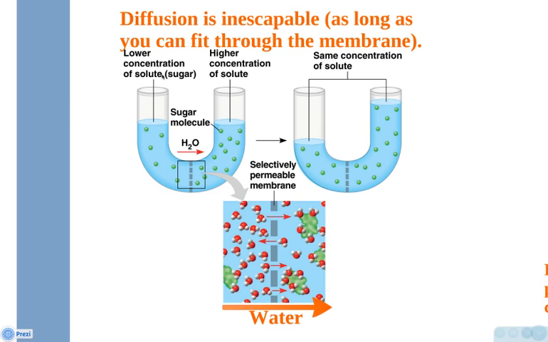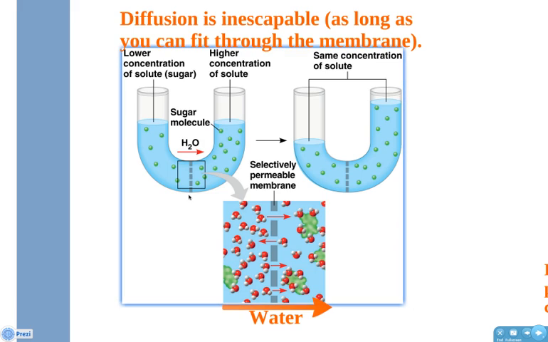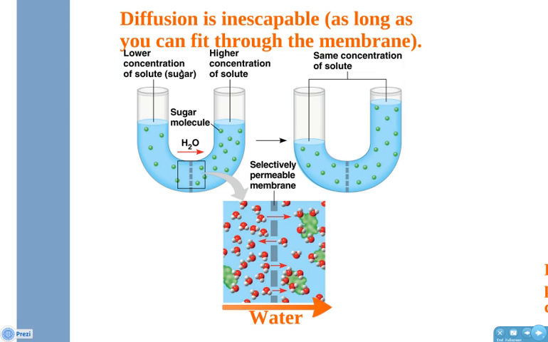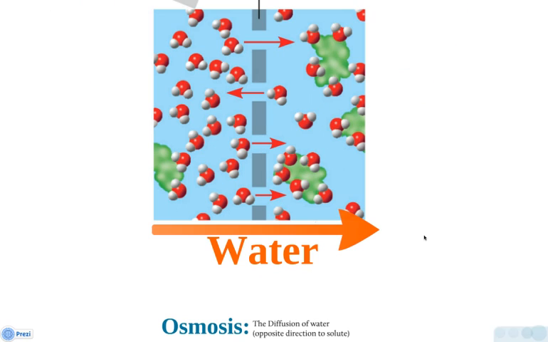So if we have a U-tube and we put a semi-permeable membrane in the center, but it's only permeable to water, not the sugar molecules, these green sugar molecules, we're actually going to see water move across that membrane to balance out the concentration of these solutes. In the end, after it's sat there for a while, water will have left this side to go where the higher concentration of sugars were, so there's going to be an equal concentration on either side.